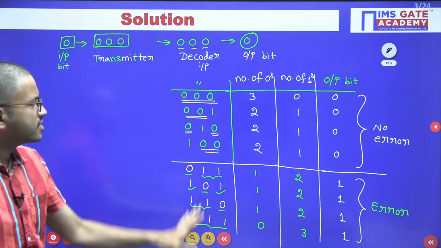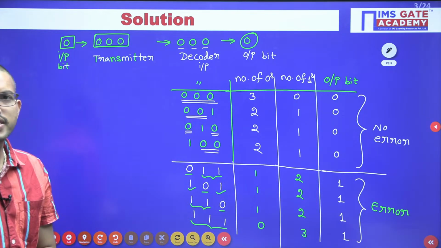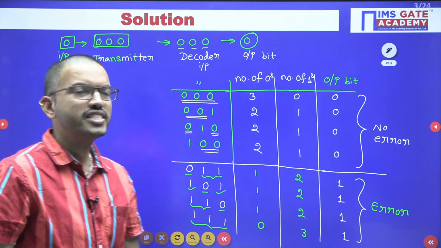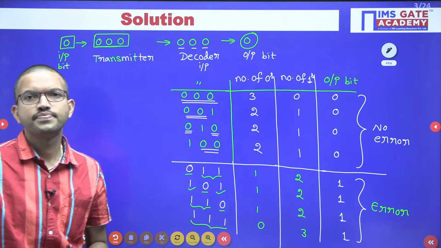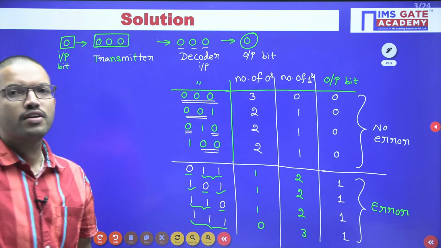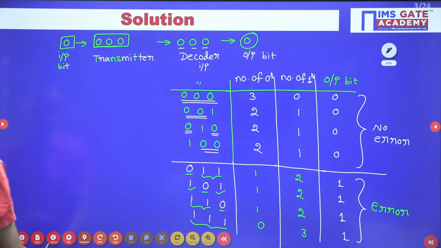Okay, I hope it is clear up to this point. Is it clear, Mohit? All of you please respond. Is it clear up to this step? Up to this point, is it clear or not? Okay, I hope it is clear for everyone.